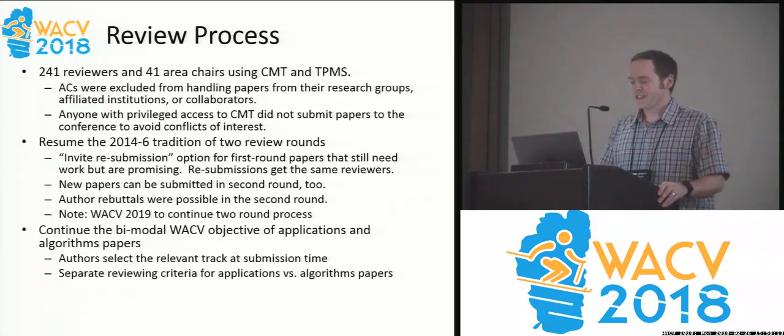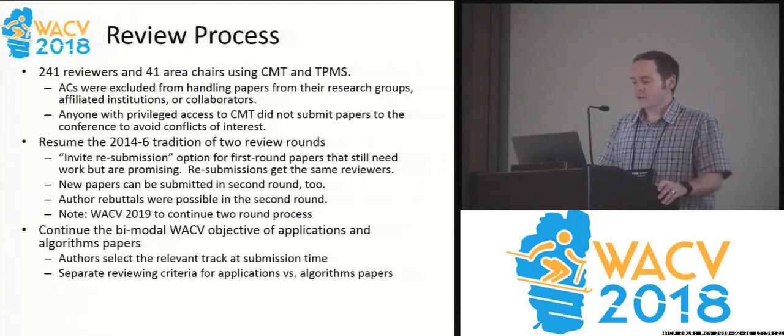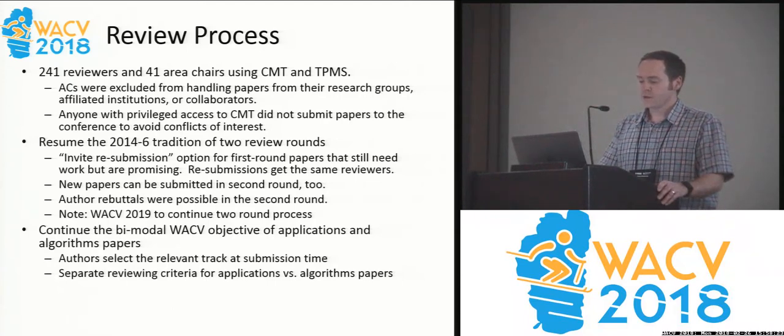So just a quick review of the review process. We had 241 reviewers and 41 area chairs that were using the CMT system and the Toronto paper matching system. Area chairs were, of course, excluded from handling papers from their research groups, their affiliated institutions, and collaborators. And anybody with privileged access to CMT, so that's the program chairs and so on, did not submit papers to the conference to further avoid conflicts of interest.